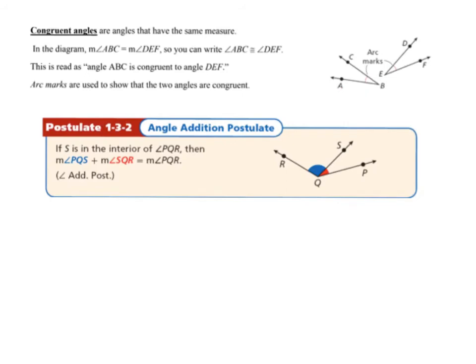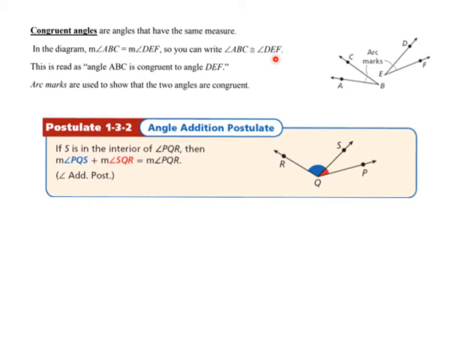Alright, so these two concepts should sound very familiar because we kind of went over this with segments in the last lesson. So the first concept is congruent angles. Congruent angles are angles that have the exact same measure. In the diagram, the measure of angle ABC, so this angle, is equal to the measure of angle DEF. So if their measures are equal, I can say angle ABC is congruent to angle DEF, right?